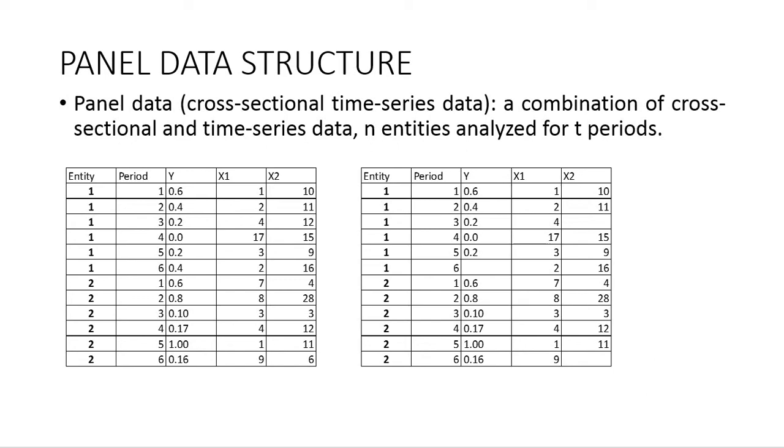In contrast, on the right-hand side, you can find an example of an unbalanced panel dataset. As you can see, there is a gap for x2 corresponding to entity 1 period 3, which means that you cannot analyze entity 1 for period 3. In contrast, you can still do this in case of entity 2 because there are no gaps in data. So two entities will be analyzed for a different number of periods, and that's why this dataset is called an unbalanced panel dataset.